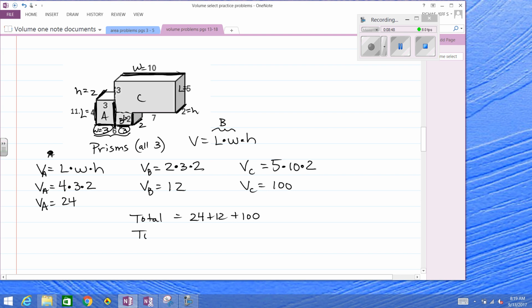And how's that look? Yeah, that looks pretty good. 136 is what I get. There's no units of measure, so there it is. Okay, so we'll get to the reverse problems on the next video.